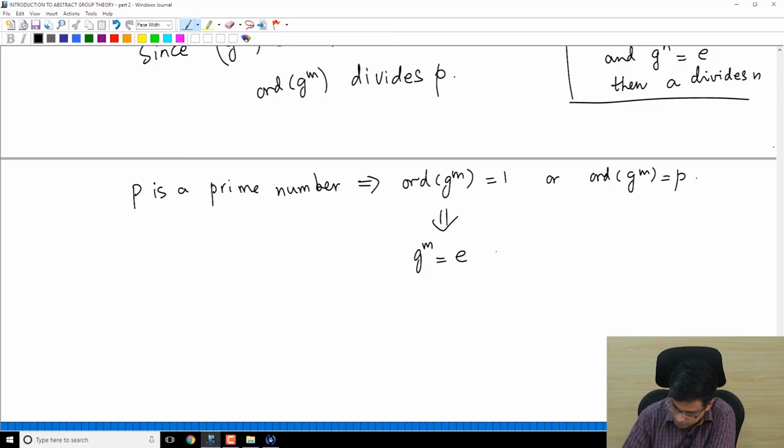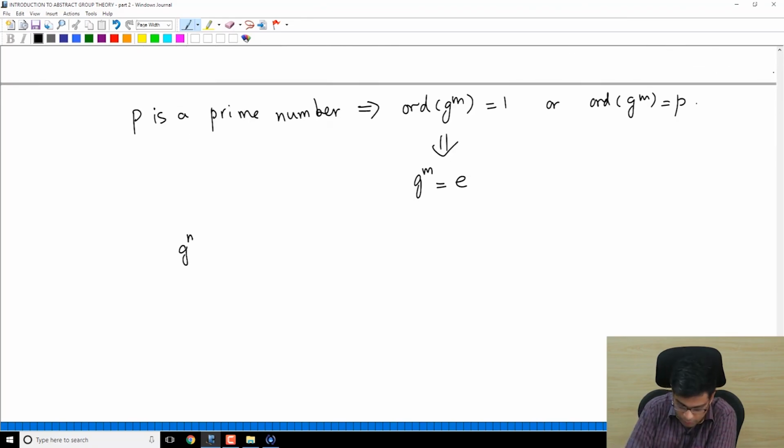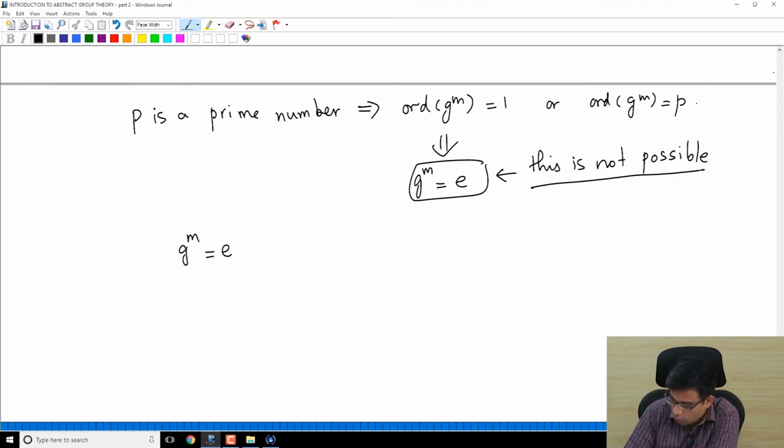that means, if G power m is identity, apply Lagrange's theorem. So now I'll do so, G power m is identity, let's say. So I want to say that this is not possible. Why? The reason is, this is not possible because G power m is identity, right? Suppose G power m is identity.